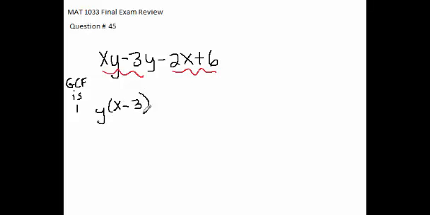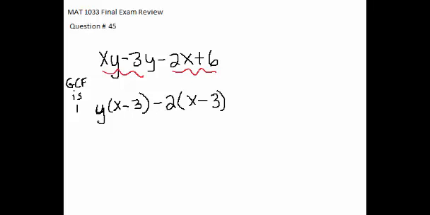So if I take out a y out of the first set, I have y times quantity x minus 3, and the second set of terms has a 2 in common, but it's either going to be minus 2 or plus 2. So I'm going to go ahead and take the negative out with the 2. So this is going to be y times quantity x minus 3 minus 2 times x minus 3. 6 divided by negative 2 is negative 3. So that's going to give me 2 terms instead of 4. So they're still terms. It's not factored.